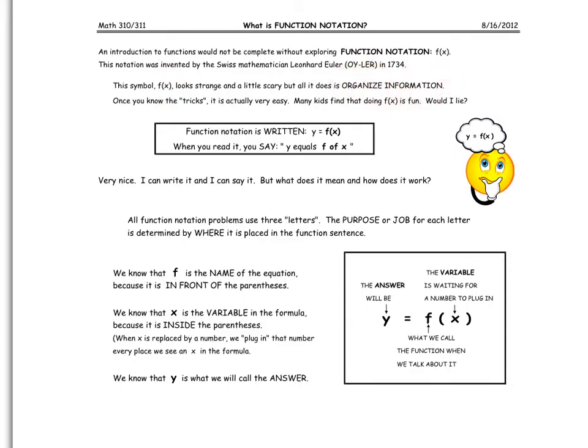Once you know the tricks, it's actually very easy, and most kids like doing f of x problems. Would I lie? Function notation is written y equals f parentheses x, but you read it by saying y equals f of x. Very nice, I can write it, I can say it, but what does it mean, and how does it work? All function notation problems have 3 letters, and the purpose or job of each letter is determined by where it's placed in the function sentence.